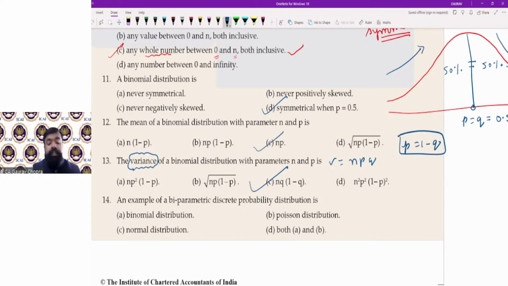14. An example of biparametric discrete probability distribution. Now, what is biparametric? Bi means 2 and parametric means parameters. So 2 parameters. We have done that in binomial distribution. There are 2 parameters. One is n, other is p. So binomial distribution is basically a biparametric discrete probability distribution.